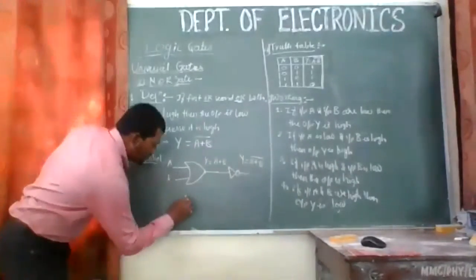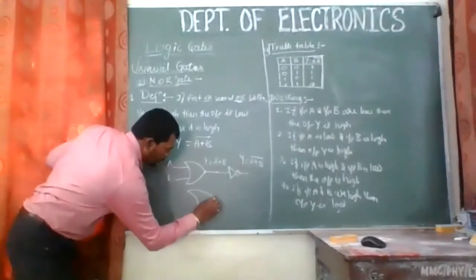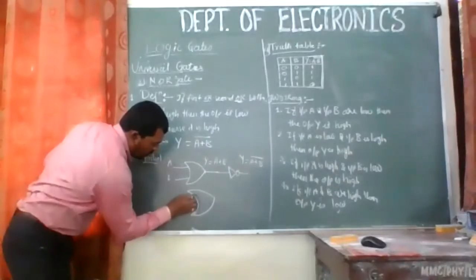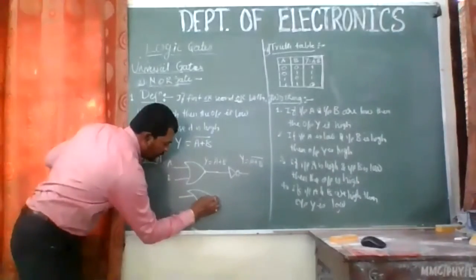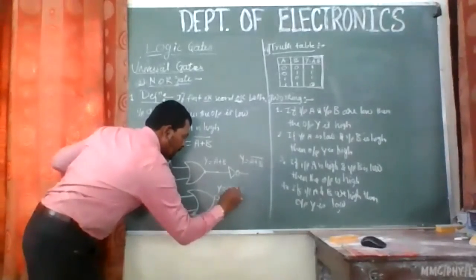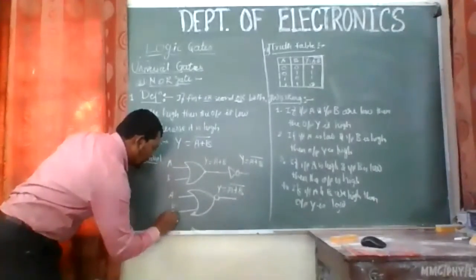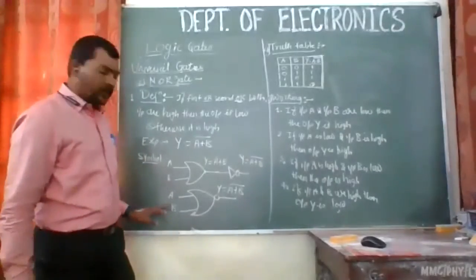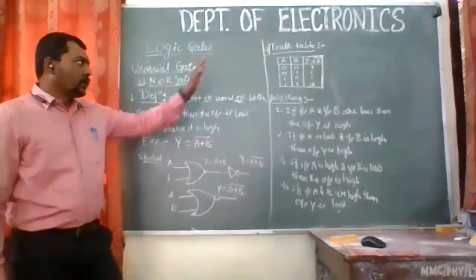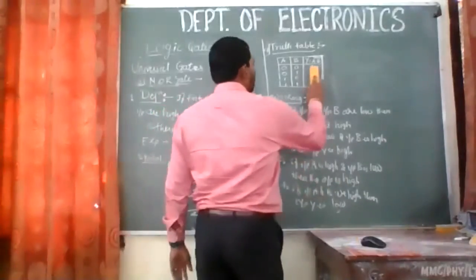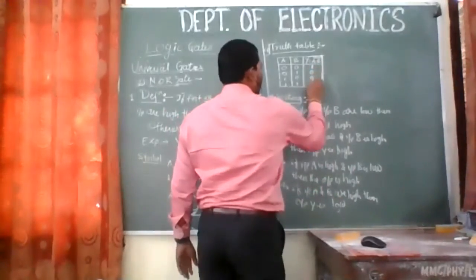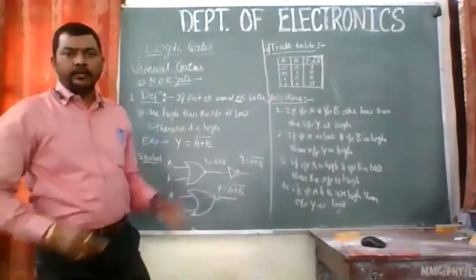The symbol will be the same as the OR gate, but with a bubble in front of this OR gate. So this will give you Y equal to A plus B bar. These are two inputs, A and B, and Y equal to A plus B complement is the output. The truth table will vary accordingly. So we'll have this one giving 1, and the rest of it will give you 0. You can write the working of it.